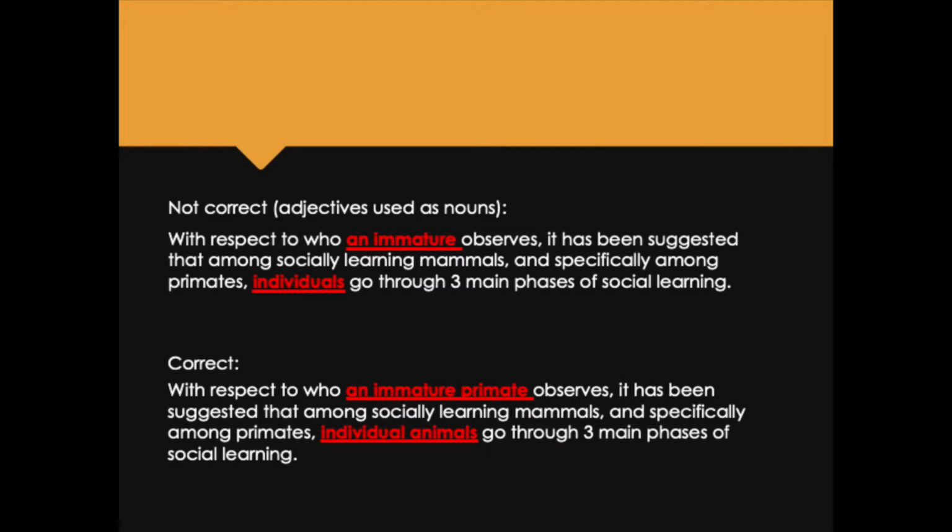The same with individuals. Individual is an adjective describing some noun. So we have an individual pipetter, an individual plant, an individual animal, but we don't have individuals. I know you'll hear it used that way a lot, but it's not the correct way to use the word. What we should do is say, "with respect to who an immature primate observes, it has been suggested that among socially learning mammals, and specifically among primates, individual animals go through three main phases of social learning." So that adjective needs a noun to go with it, and not to use the adjective as a noun by itself.